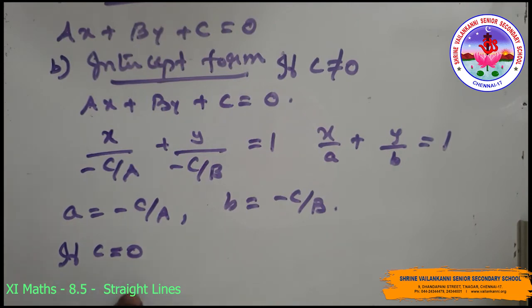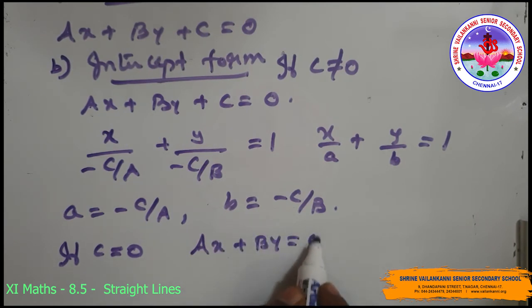If c is equal to 0, then this equation becomes ax + by = 0, which is a line passing through the origin and therefore has 0 intercepts on the axes.